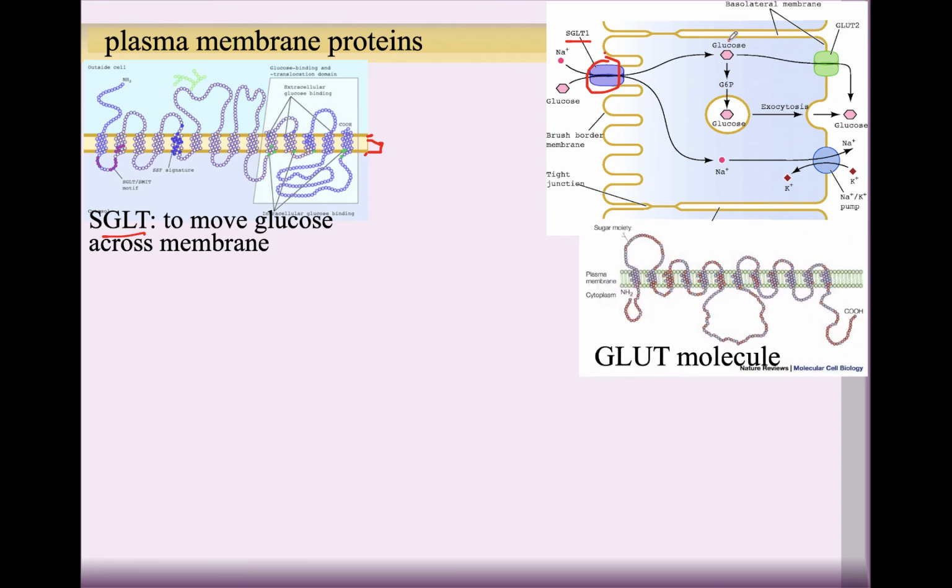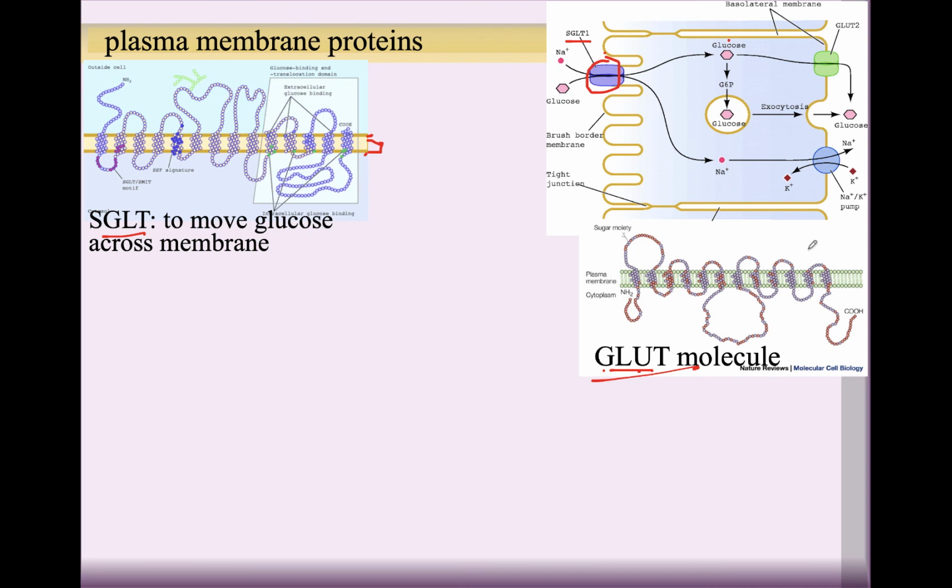Sodium goes down its concentration gradient, and it drags the glucose with it. Here's another one that works on glucose. Glucose can also move across a cell membrane via facilitated diffusion. That means it has to have some molecule that helps it move across. And what it uses is a protein called a glucose transporter, or GLUT molecule for short. Again, you can see there are the individual amino acids that make this thing up.